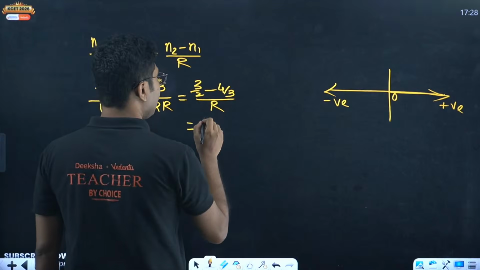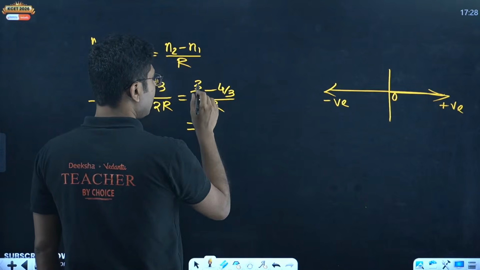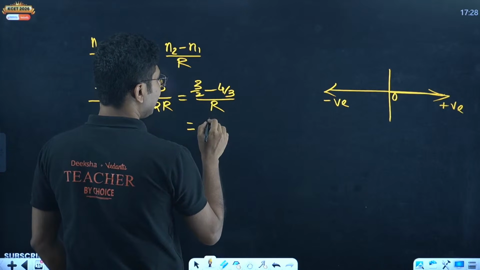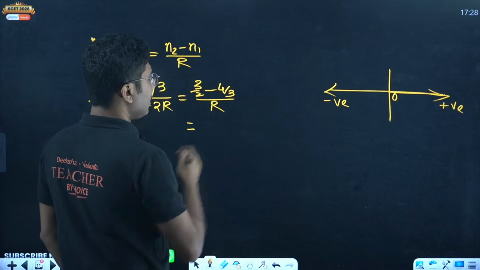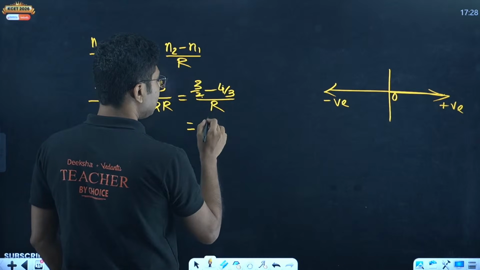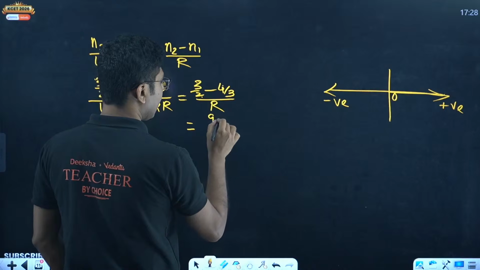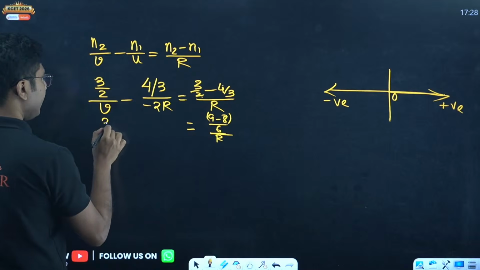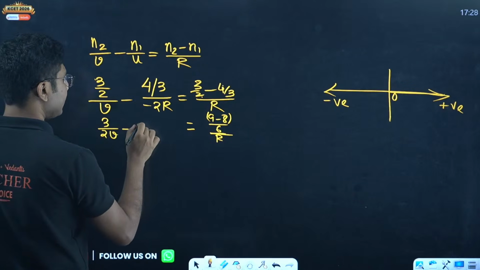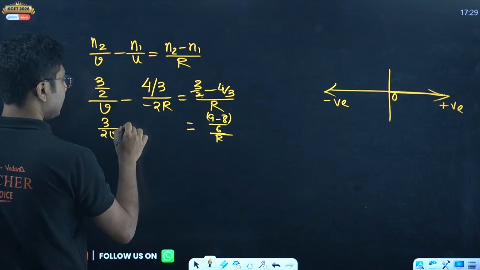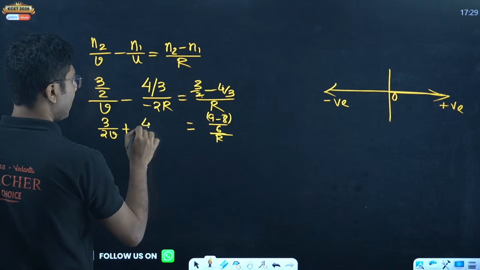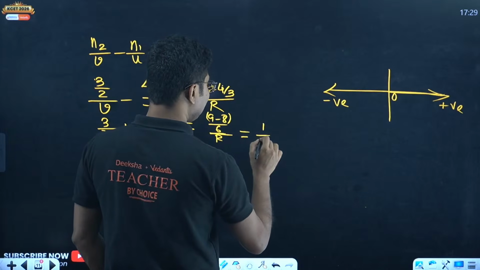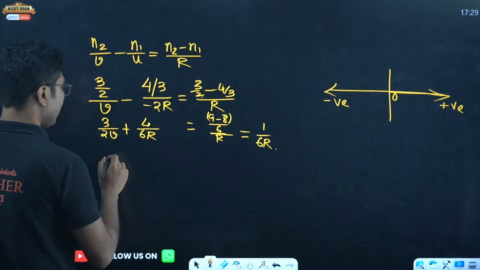Now let's simplify. It will be 3/2 minus 4/3, that is 9 minus 8 by 6, 3 3 is 9, 2 4 is 8, so 1 by 6, divided by r. And on this side we get 3/2V plus 4/6r, or you can write it here 1/6r. Now let's simplify.